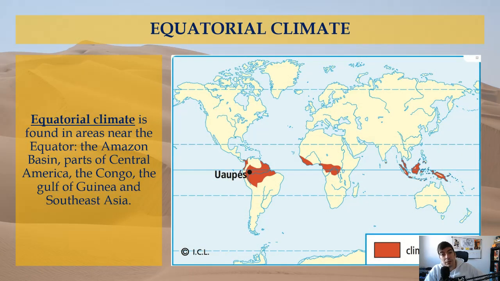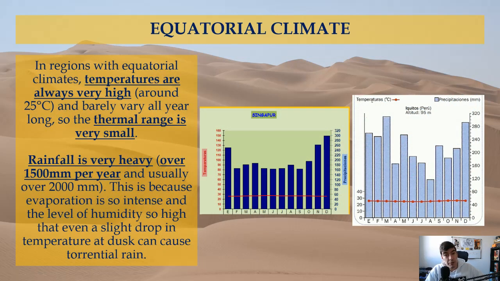Okay, let's start with the first of the climates, which is the equatorial climate. As its name says, the equatorial climate is found in areas near the equator: the Amazon basin, parts of Central America, the Congo, the Gulf of Guinea, and Southeast Asia, in areas next to the parallel zero, which is the equator. In these regions, the temperatures are always very high, around 25 degrees, as you can see here in these climate graphs, and they barely vary all year long, so the thermal range is very small.